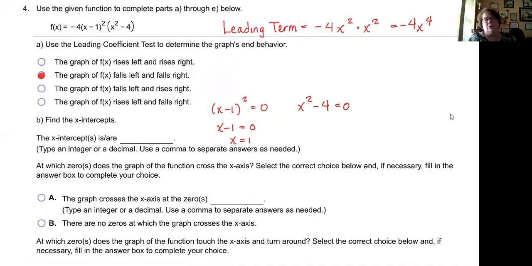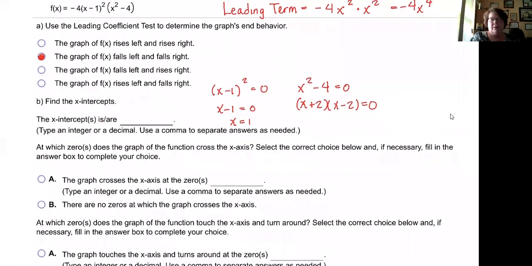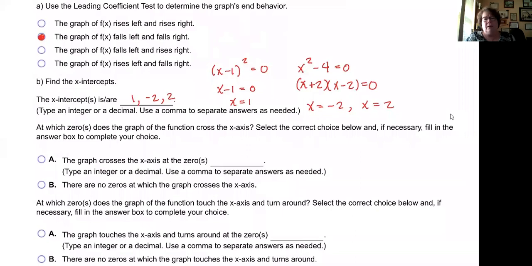The second equation, I could either factor that or I could use the square root property. I'm going to factor it. I think it makes seeing the multiplicity a little bit easier if I factor that. So I set those two factors equal to 0, x plus 2 equal to 0, and x minus 2 equal to 0, and I get x is negative 2 and x is 2. So my x-intercepts are 1, negative 2, and positive 2. All right, now they're going to ask me about what the graph does at each of these intercepts.